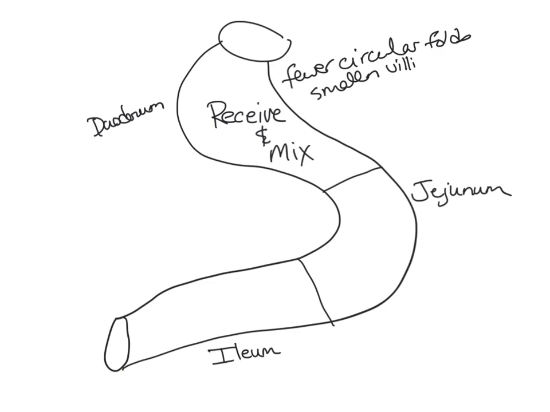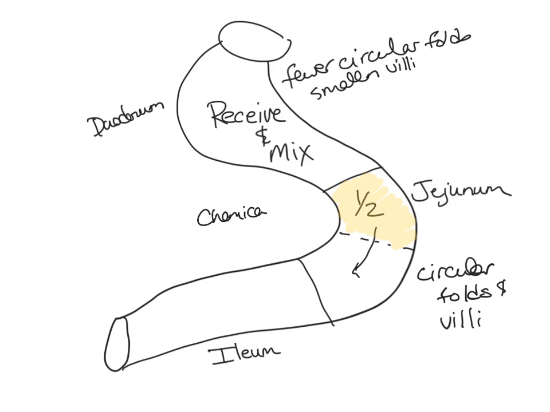The jejunum has very prominent circular folds and villi. More so in the first half than in the second half. They start to decrease in size the closer they get to the ileum. So most of the absorption is going to occur in the first half. One drastic weight loss method is to remove the first half of the jejunum so that there's less absorption of fats and calories. Most chemical digestion and absorption takes place in the jejunum.